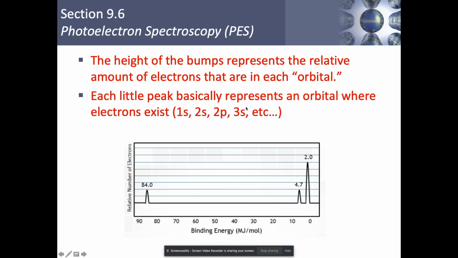So like it says, each little peak basically represents an orbital. The height of the bump has to do with how many electrons that orbital has, but the bumps themselves represent the orbitals. So this would be the 1s, this would be the 2s, this would represent the 2p. So based on my limited interaction with this diagram, I would say we have 2 electrons here from the 1s, so that's 1s2. We have 2 electrons here in the 2s, that's 2s2. And then I'd say we have 2p6, so this would most likely be neon.